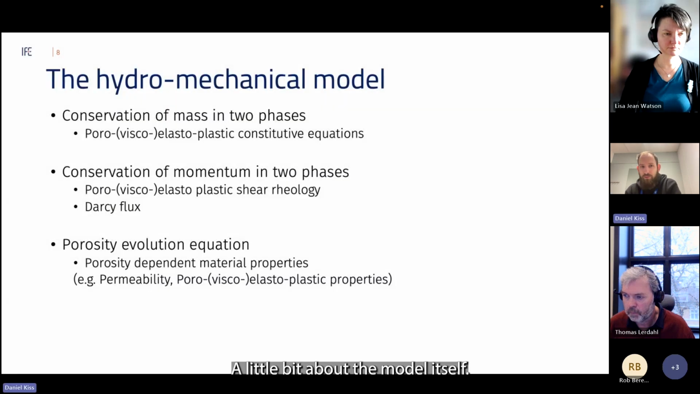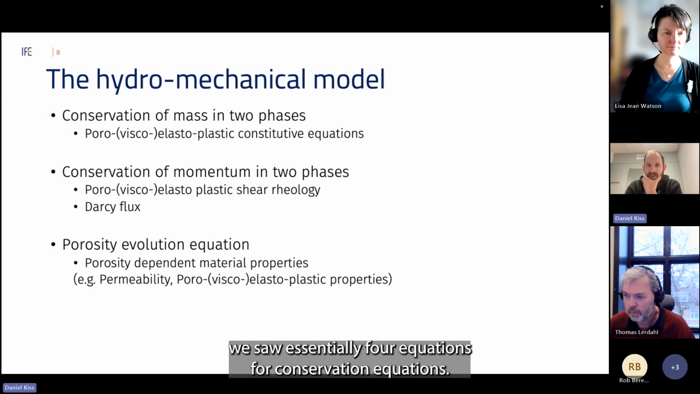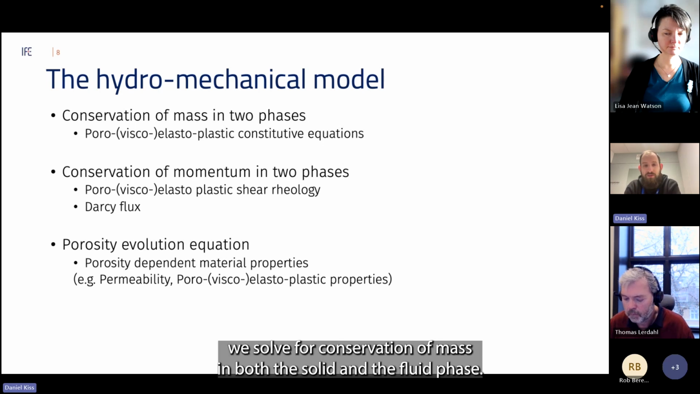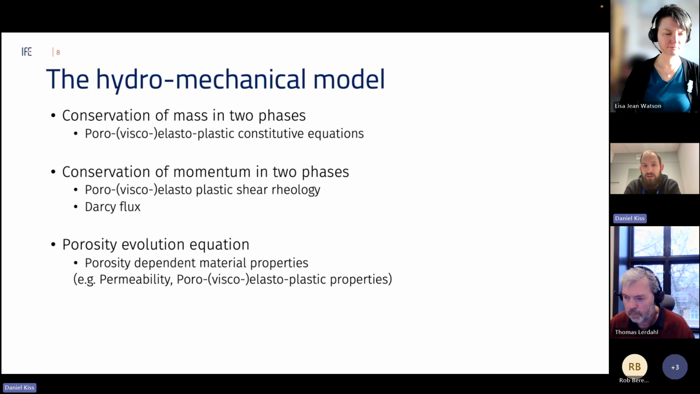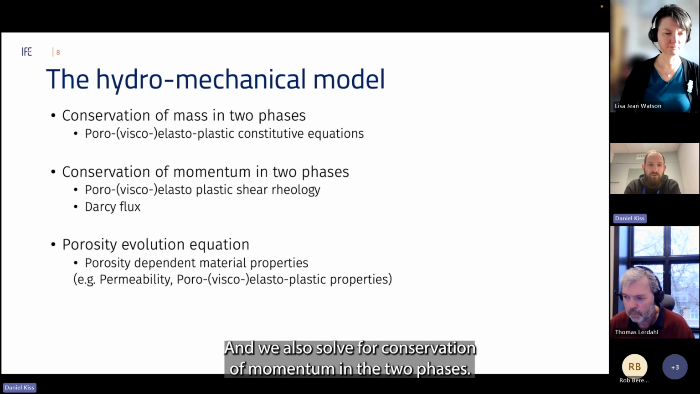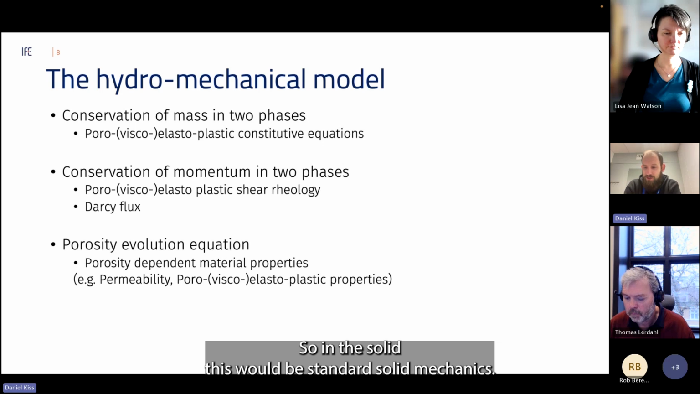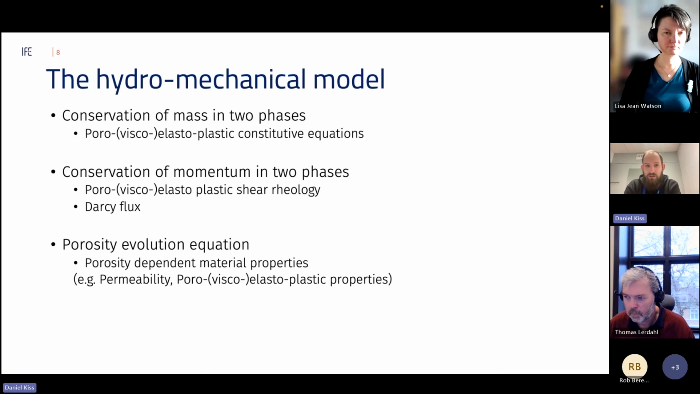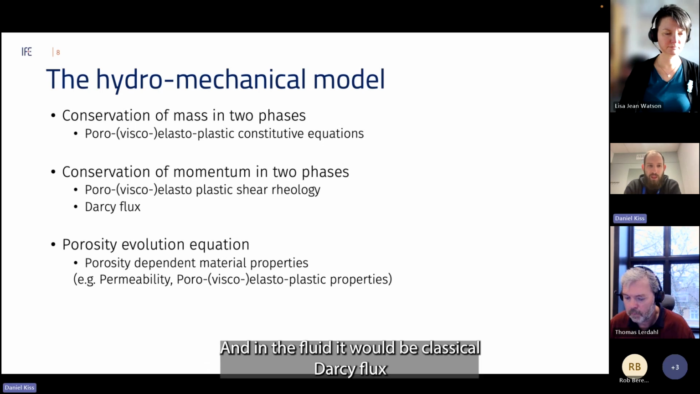A little bit about the numerical model itself. We solve essentially four conservation equations. We solve for conservation of mass in both the solid and the fluid phase, and we also solve for conservation of momentum in the two phases. In the solid, this would be standard solid mechanics, and in the fluid, it would be classical Darcy flow.